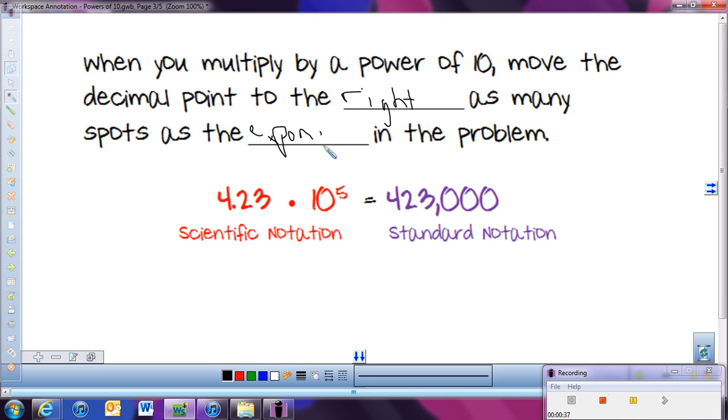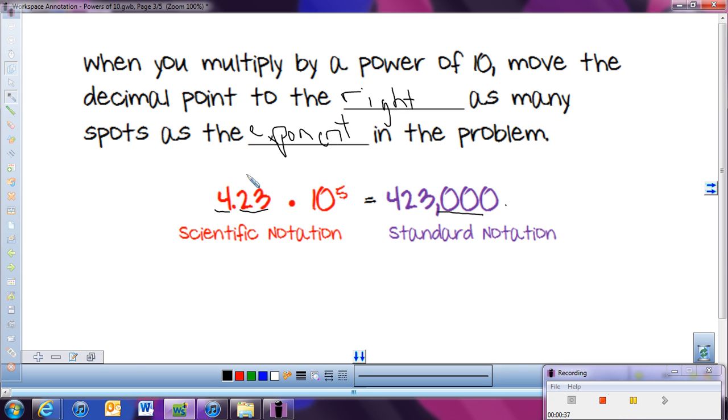Which makes it very simple. We don't have to be multiplying out these very, very large problems. So here's a number written in scientific notation. If a number is written in scientific notation, that means there's one number to the left of the decimal point, and all the other numbers are written to the right, and then it's multiplied by a power of 10. And what we're going to do is write that number in standard notation, which means written out with the decimal point at the end and all the zeros added on that we needed.